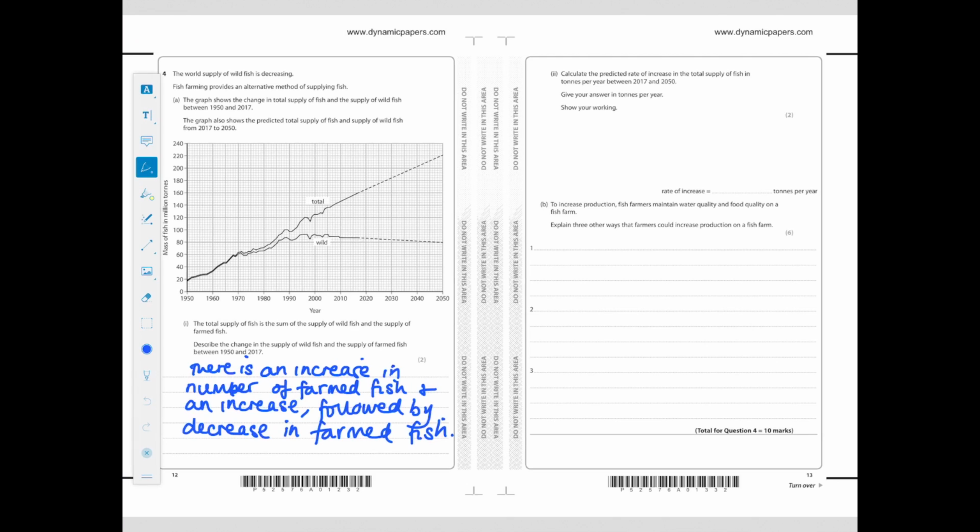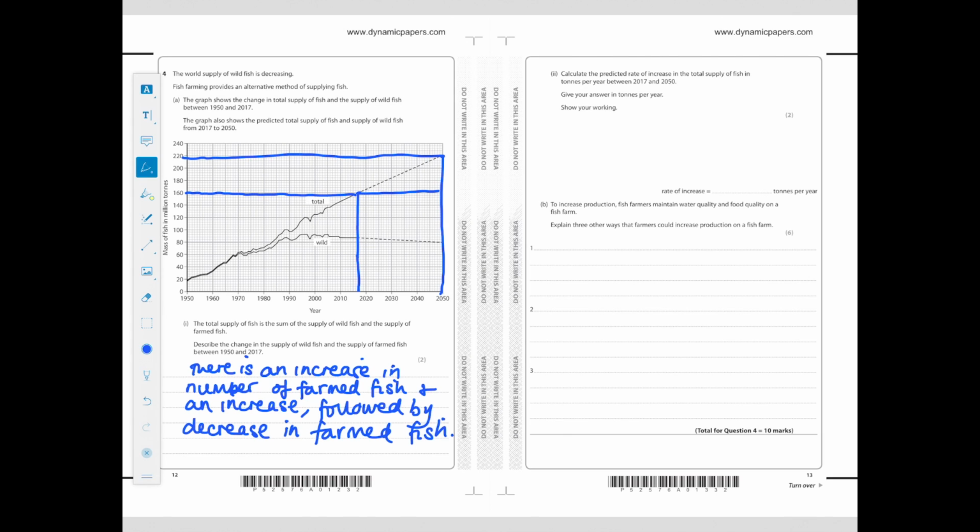2. Calculate the predicted rate of increase in the total supply of fish in tonnes per year between 2017 and 2050. Give your answer in tonnes per year and make sure you show your working. So let's mark on our graph how we're going to do this. We need to look up 2017. It's the total fish that we're after. So I'm bringing that line all the way up to here. And then we need to use our scale on the y-axis in order to do this.